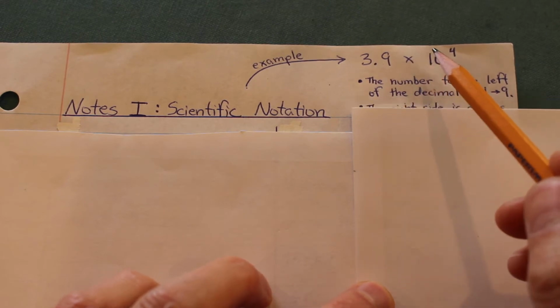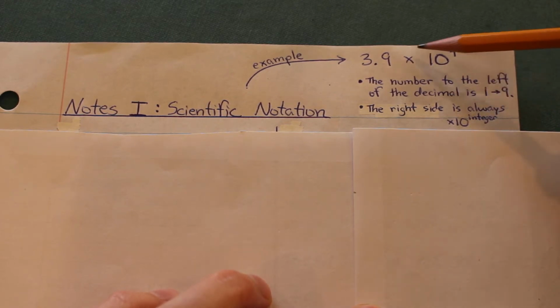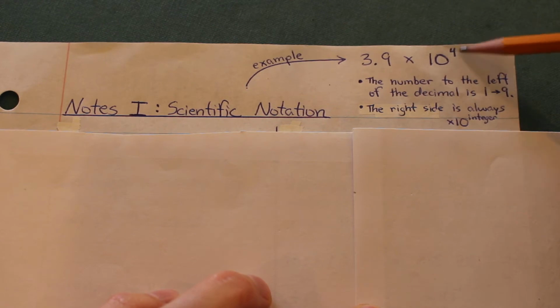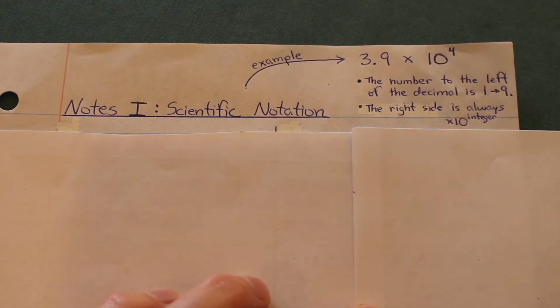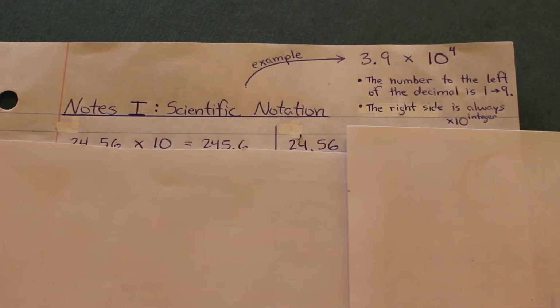Then we always have, to the right of that, 10 to the power of an integer, like 4, -4, even 0. So the right side is always times 10 to some exponent up here that's positive or negative or 0. Okay, let's look at some facts that will help us work with numbers in scientific notation.